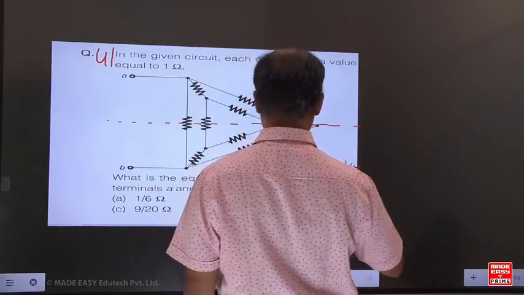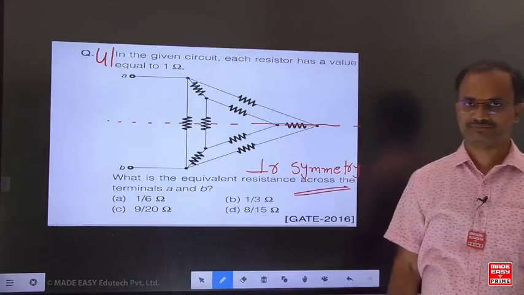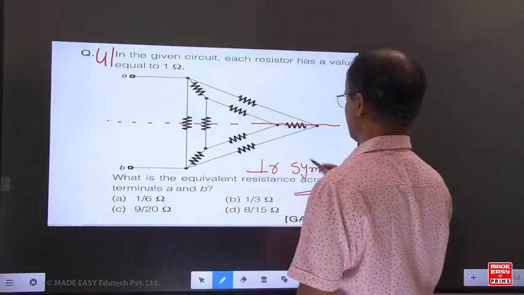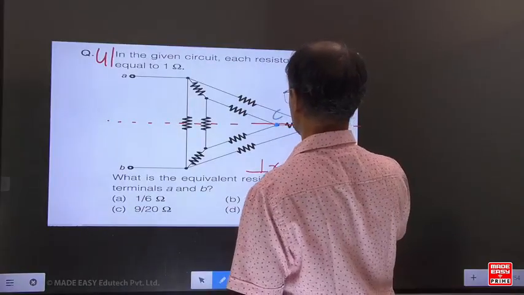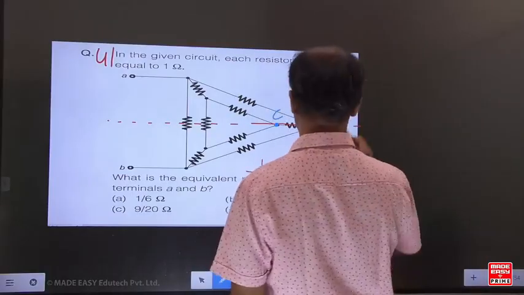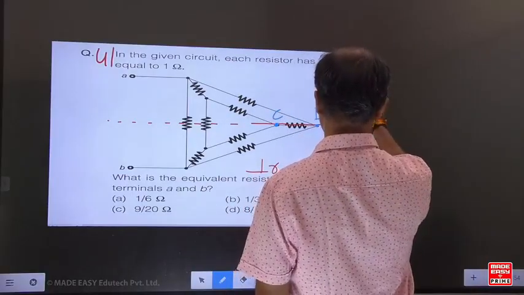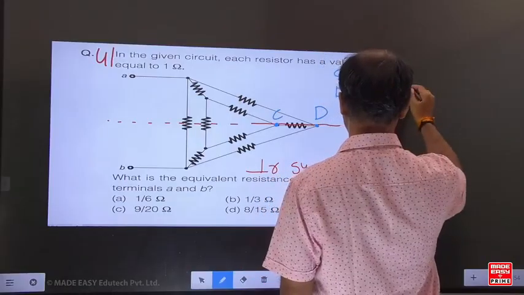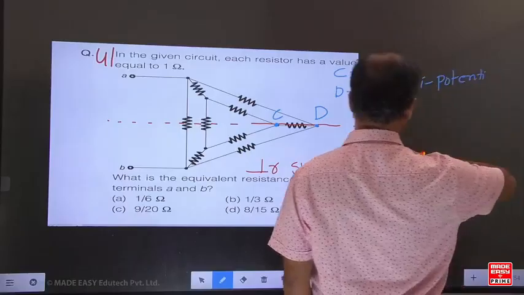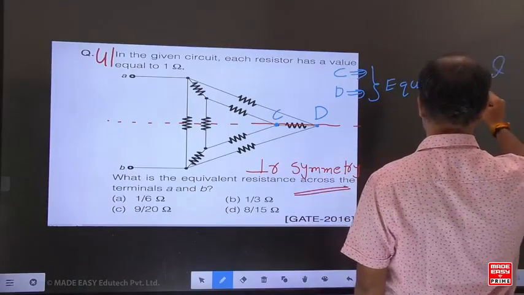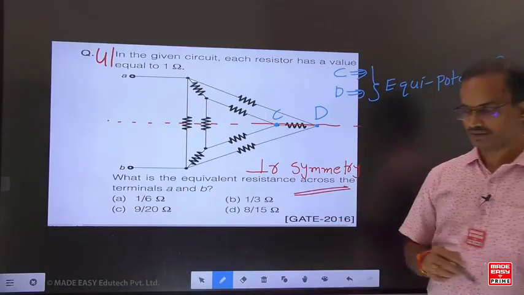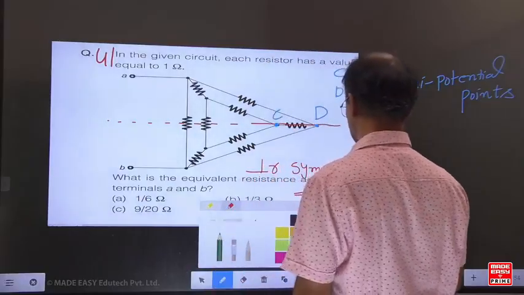क्या बोल सकते हैं इधर? परपेंडिकुलर सिमेट्री. Perpendicular symmetry. According to this perpendicular symmetry, if any joints are present, we can name them as the equipotential points. Here C and D are the equipotential points.